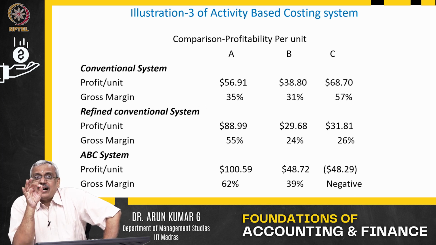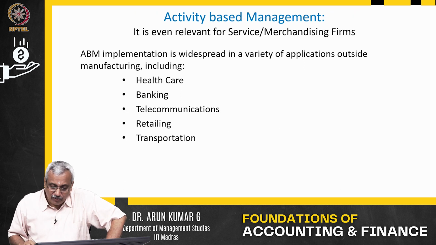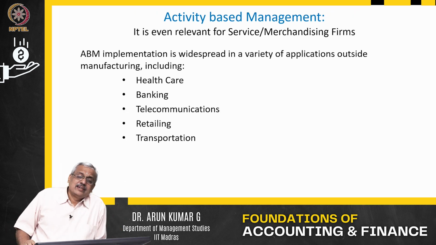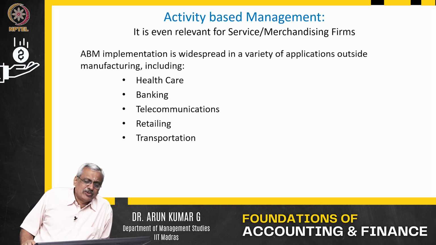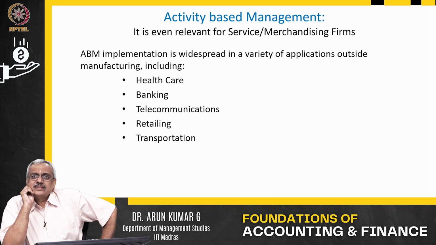So, identify cost based on the activity and the activity driver. That is all we talk about in activity based costing. Activity based costing can be used in these kinds of industries: healthcare, telecommunications, retailing, transportation, and many more. Okay, and that brings us to the end of activity based costing.